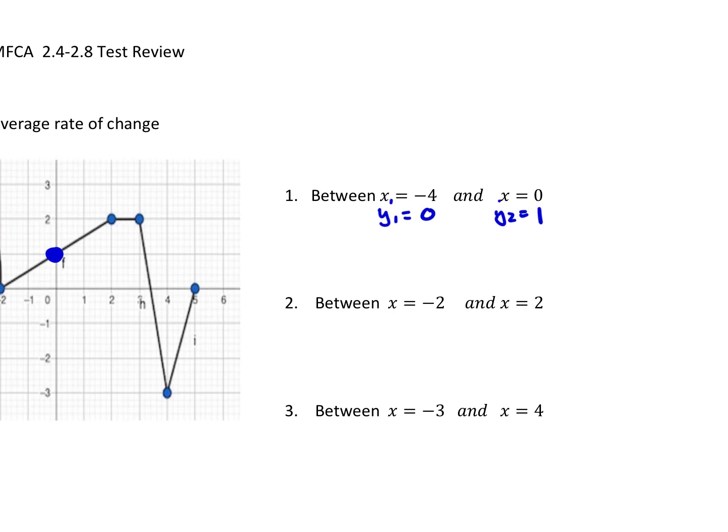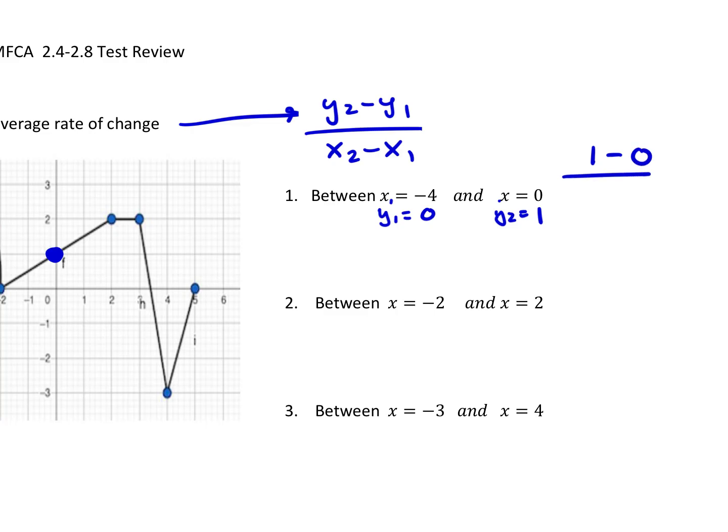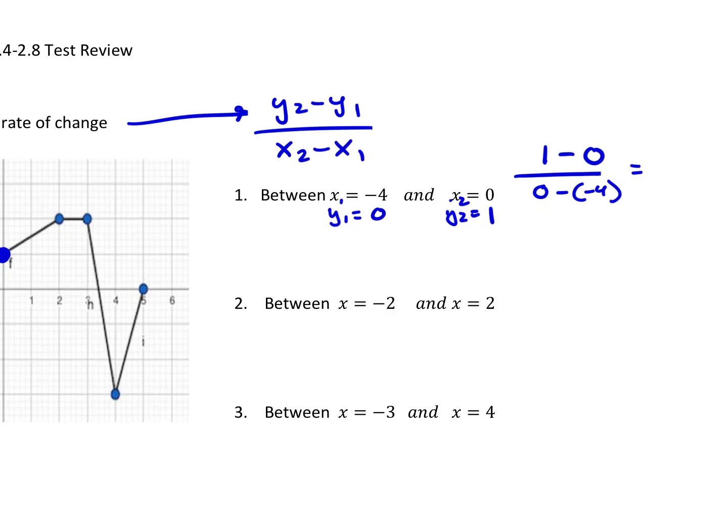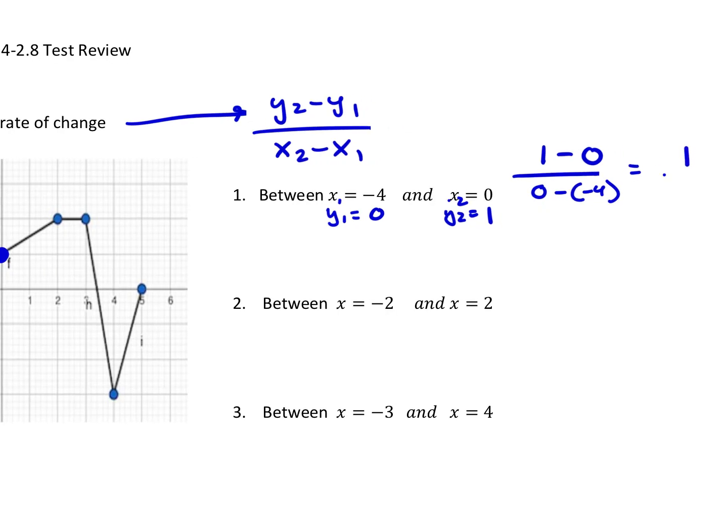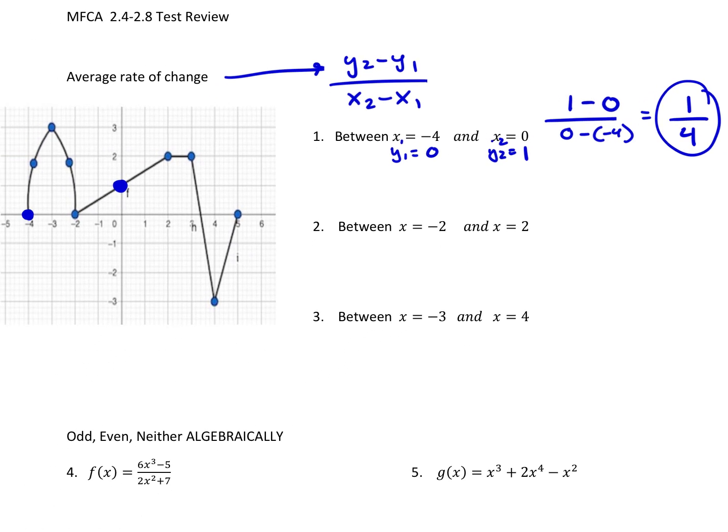Then we're going to plug it into our slope formula. So average rate of change is still the slope formula, y2 minus y1 over x2 minus x1. So y2 is 1 minus 0 over 0 minus -4. 1 minus 0 is what? 1. 0 minus -4 is +4. So our answer would be 1 over 4. Yes.